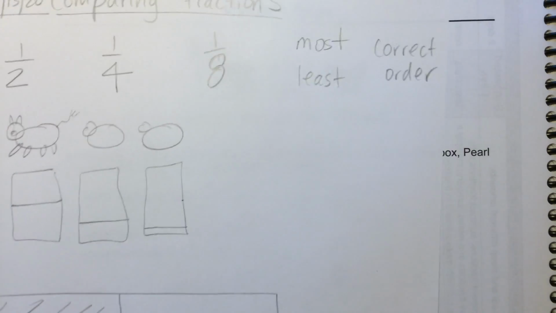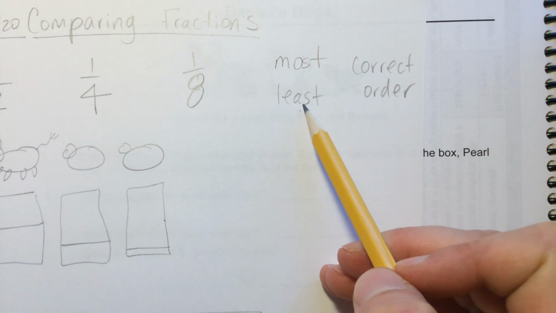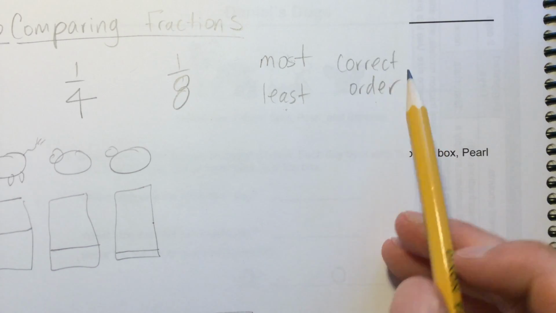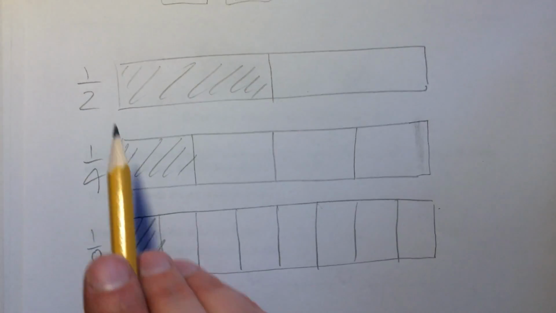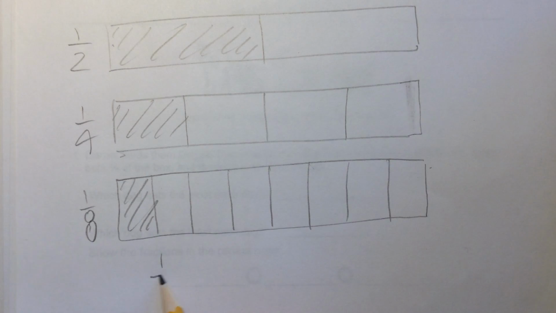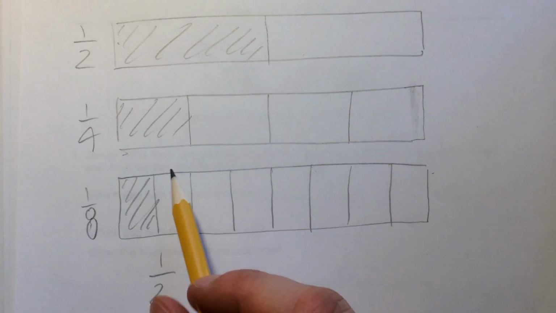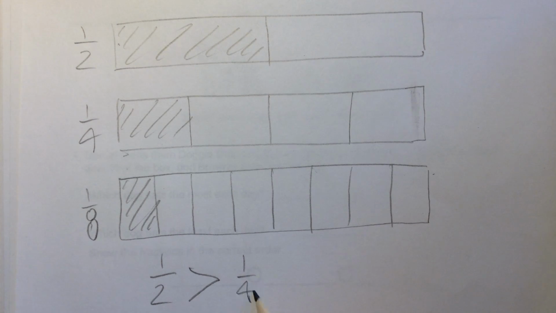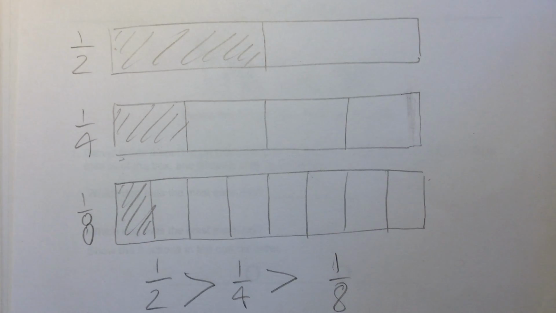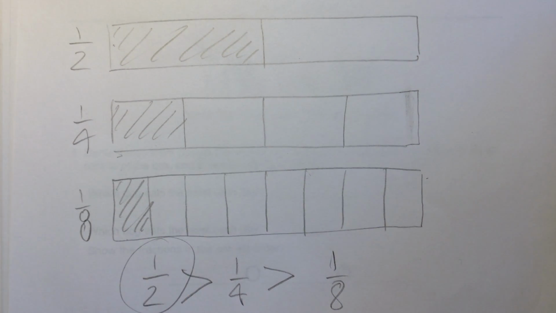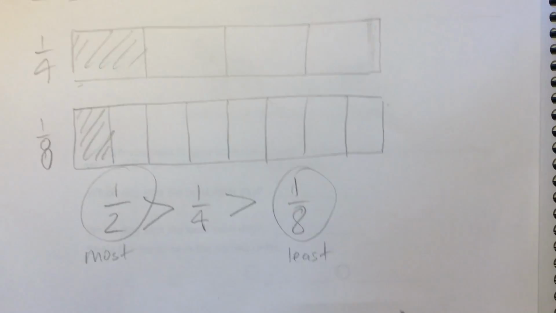So it is asking us for the most, the biggest, the least, the smallest, in the correct order. So what is the most? Well, this one is obviously the biggest one. And this one is in the middle. And the eighth. So this is the most. And this one, this is the least.